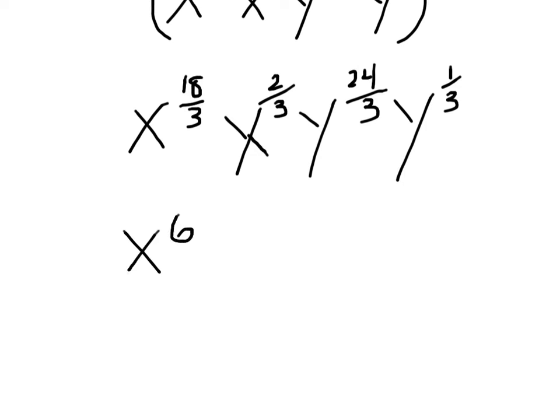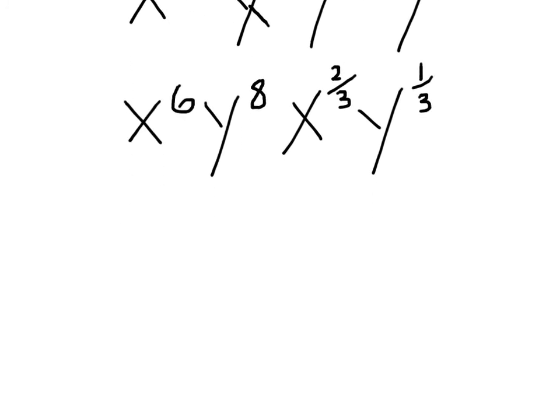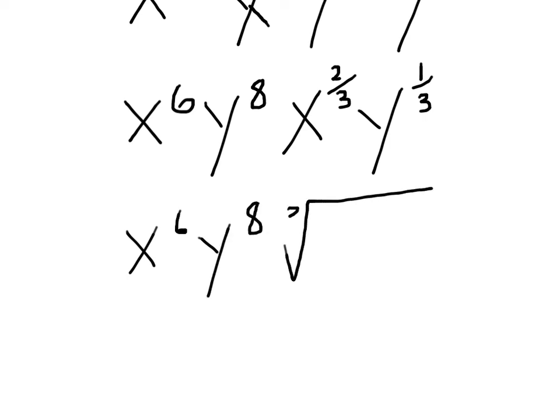Okay, and then over here is our 24 over 3 is 8. So there's our y to the 8th. And then we still have left over the x to the 2/3 and y to the 1/3. So now on our final step, we can pull these thirds out as a cube root and wind up with x to the 6th, y to the 8th, cube root, x squared, y to the 1. And that's it.